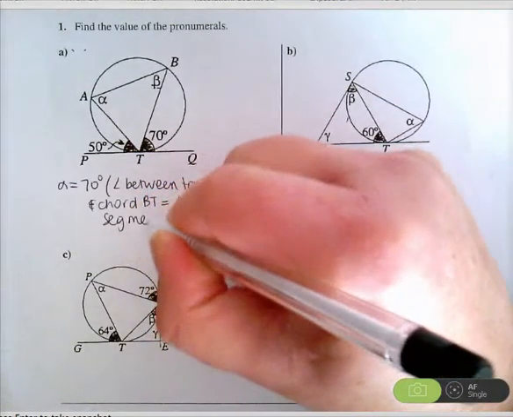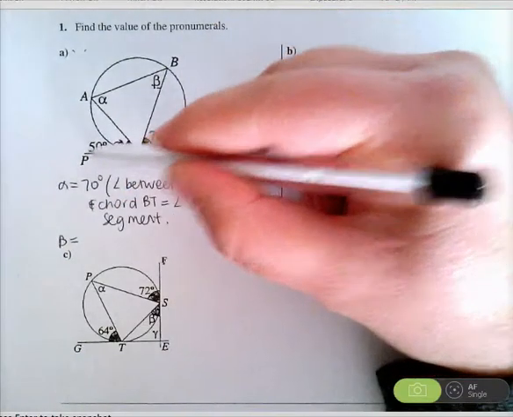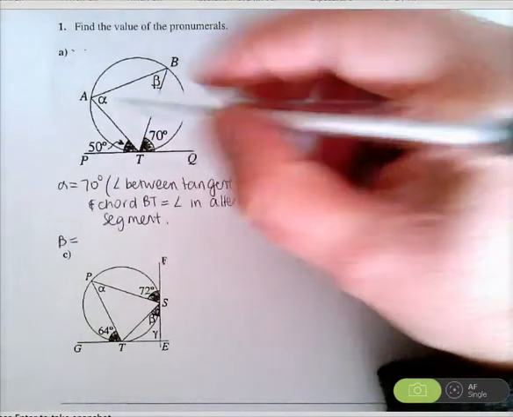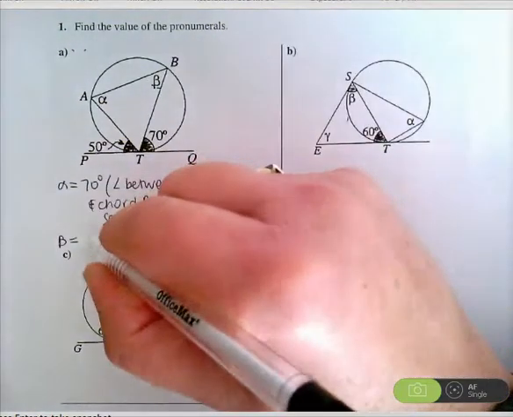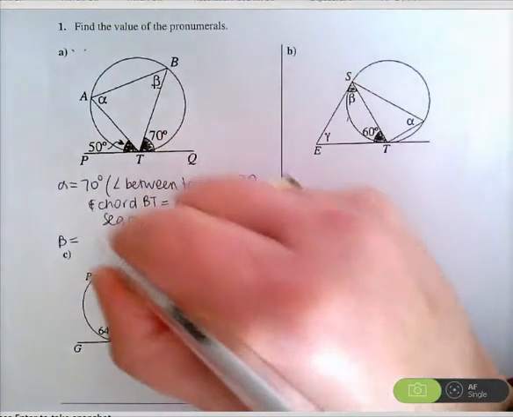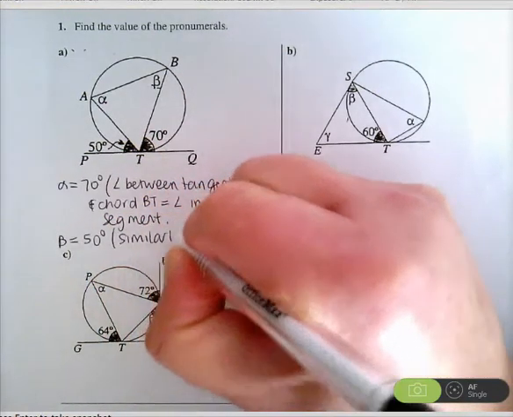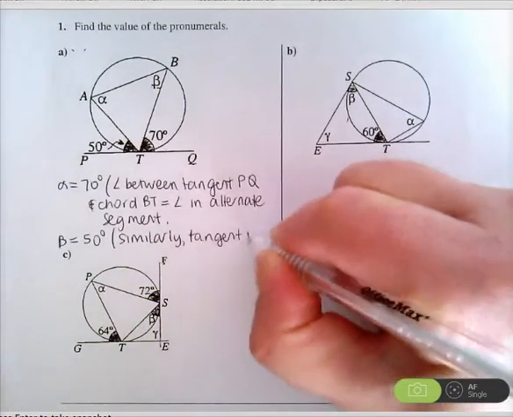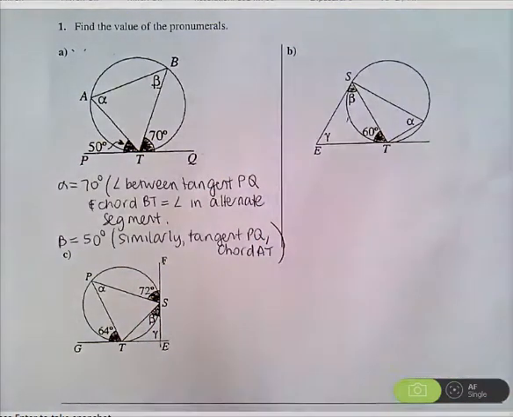Okay, and also we can see that the angle between the tangent PQ and the chord AT, that's that 50-degree angle, equals the beta, which is the angle in the alternate segment over there. So beta equals 50 degrees similarly, but we've got tangent PQ and chord AT this time. Okay, all right, with question B.